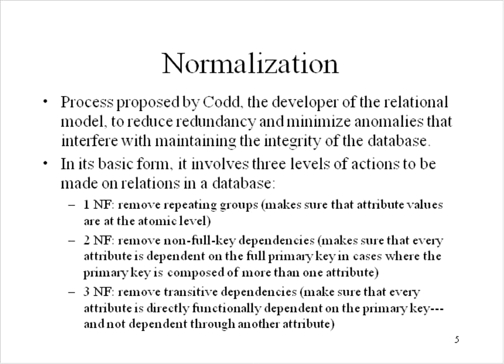So what is the first normal form? You have to look for repeating groups. There should be no repeating groups in your tables. That's the first normal form. Second normal form, you remove non-full key dependencies. That means every attribute in the table should be fully functionally dependent on the primary key of that table. There should be no attribute that is not dependent on the primary key of that table.